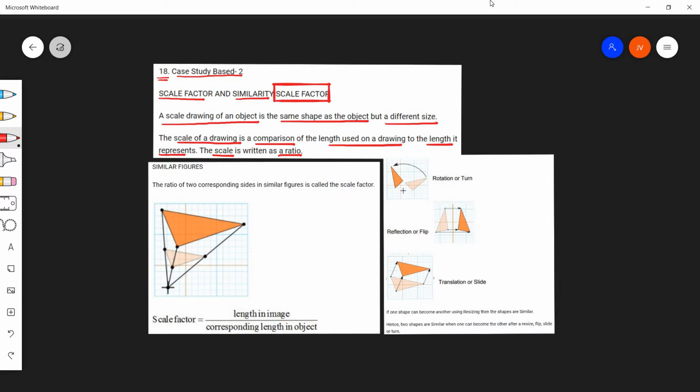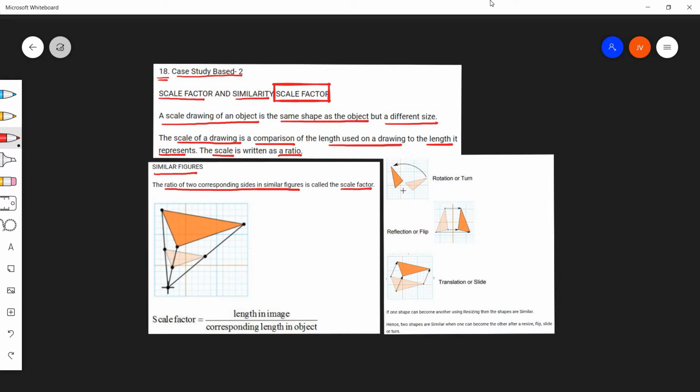Now it writes next, similar figures. I'm underlining while reading. What is the meaning of similar figures? The ratio of 2 corresponding sides in similar figures is a scale factor. That means if we have 2 triangles, the corresponding sides will be in the same ratio if the triangles are similar. That is why we say that in the similar triangles chapter, the triangles which are similar are drawn on scale factor. That means zoomed in, zoomed out of a particular 2D figure.